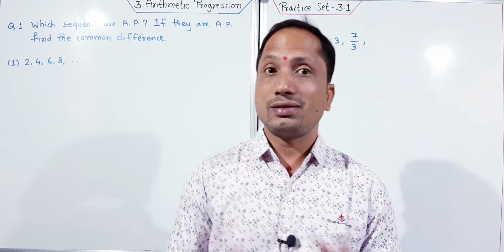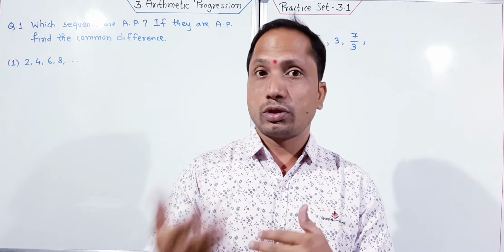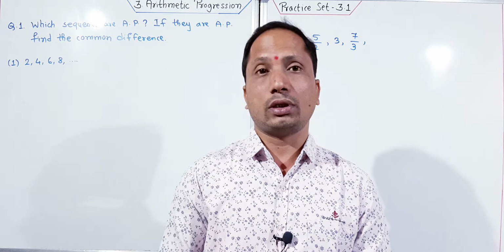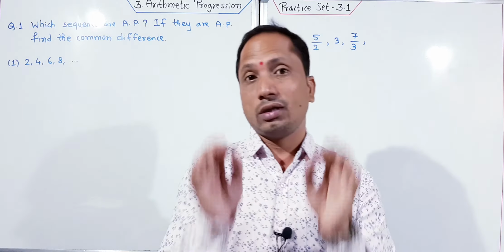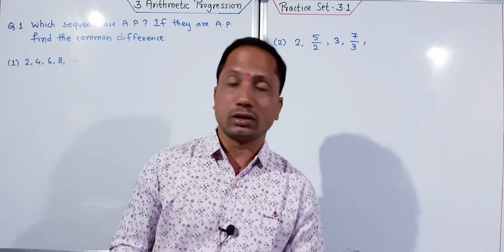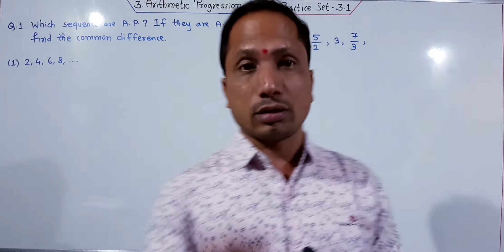Okay, such a sequence in which all the terms come one after another, and the difference between those two terms will always be constant, then that given sequence is known as an AP. Okay, so today we are going to solve the practice set 3.1.